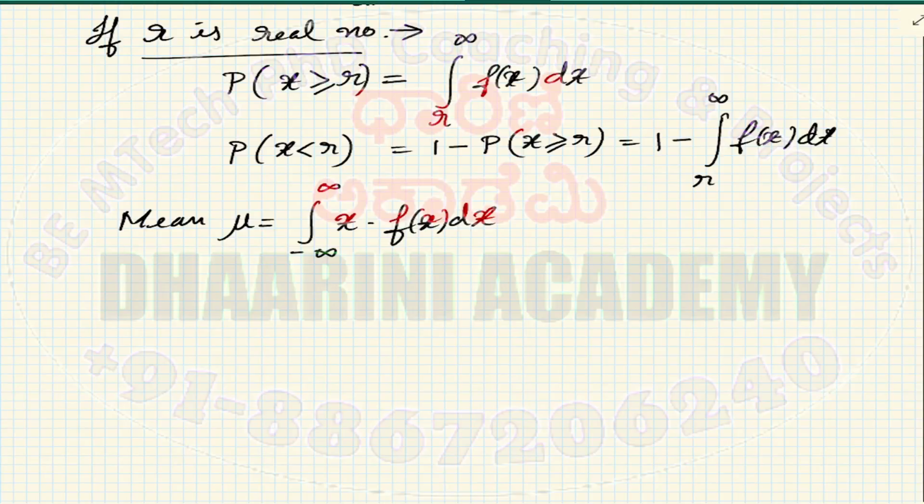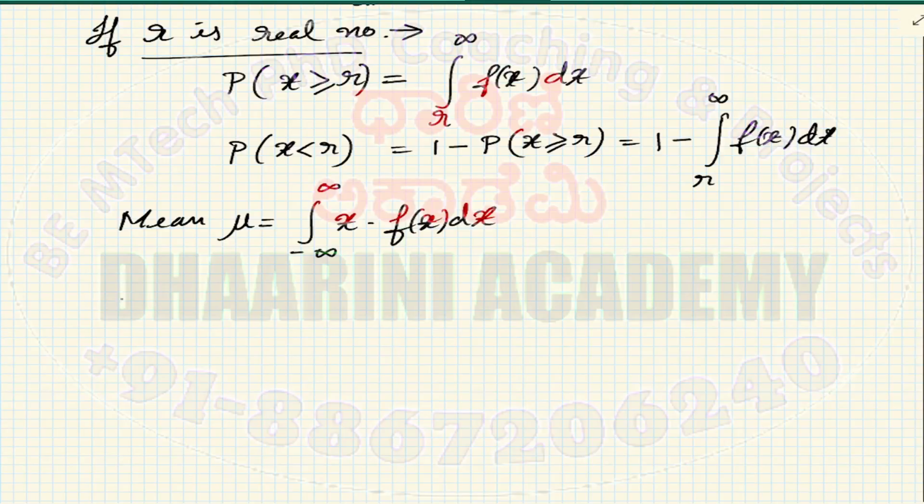If you recall, the equivalent of this equation on the discrete side was the summation of x into p of x. x was any value, and p of x was the value of the probability at that given x. We used to sum it. Now summation is being replaced by integration.